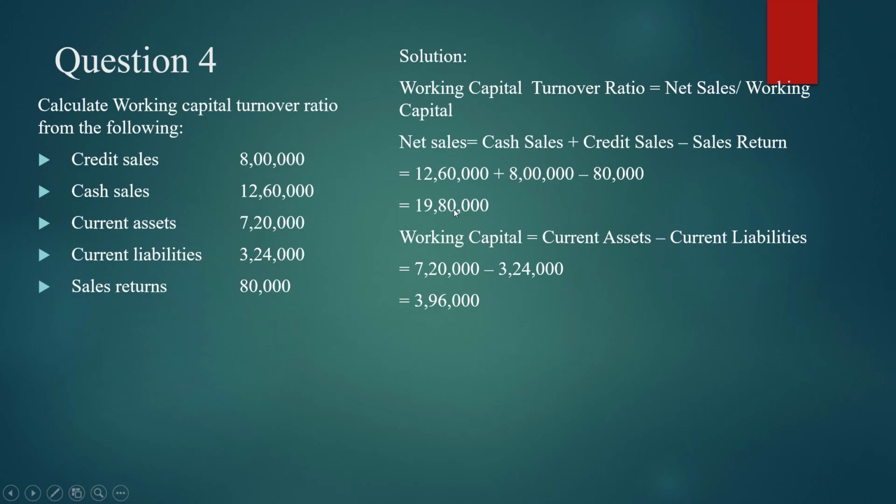Net sales value is this. So we'll put it in the formula now. 19,80,000 divided by 3,96,000. So this is the ratio. When we get the result, we will get the result as 5 times. Whenever you see a turnover ratio, you have to always represent the answer with times.